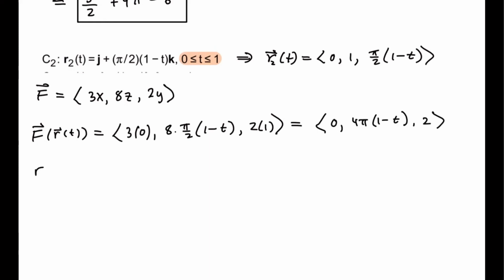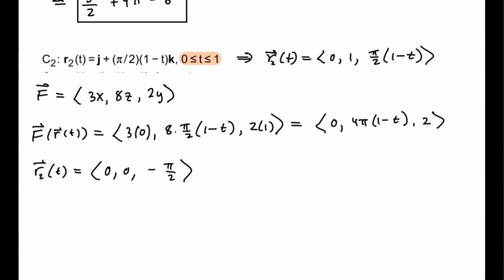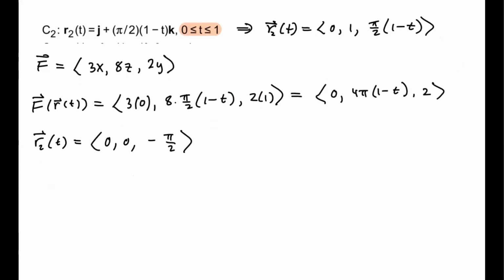Okay, and now let's find the derivative of R2, and then we're ready to do the dot product. I'm going to take the derivative of this. Derivative of 0 is 0. Derivative of 1 is 0. Derivative of the next piece is just negative pi over 2. All right, so now we're ready to integrate.